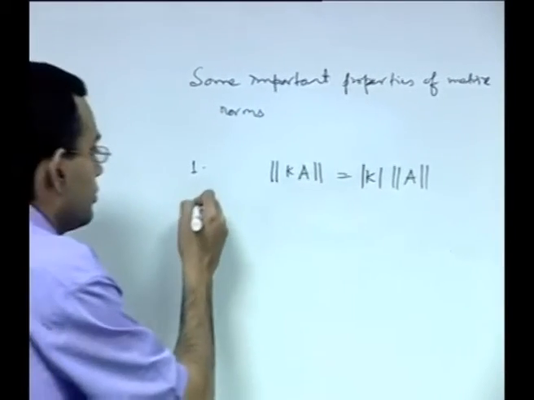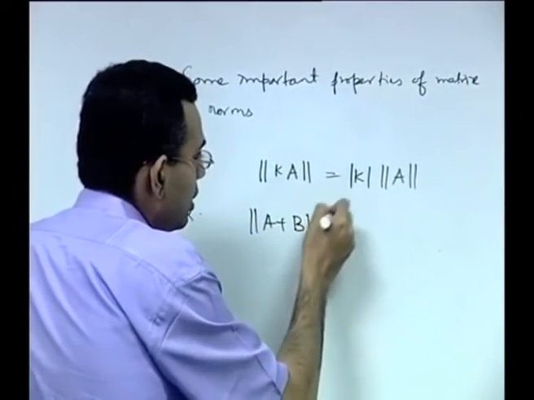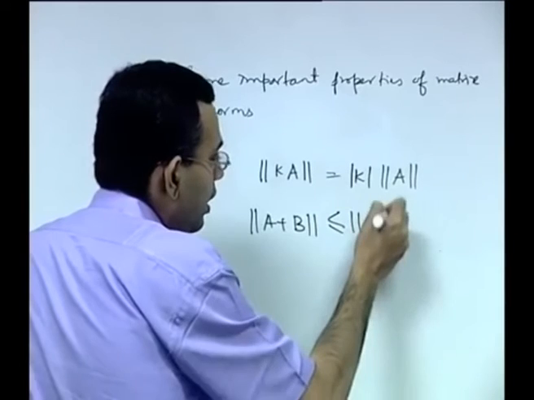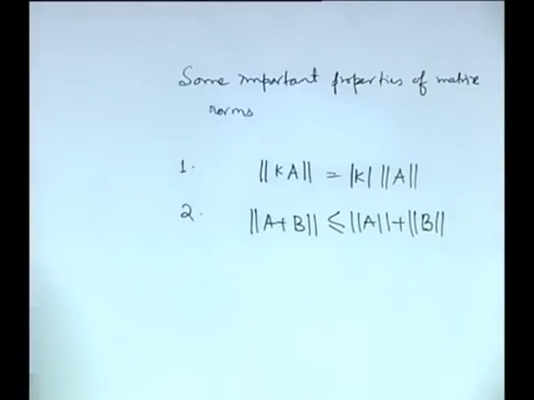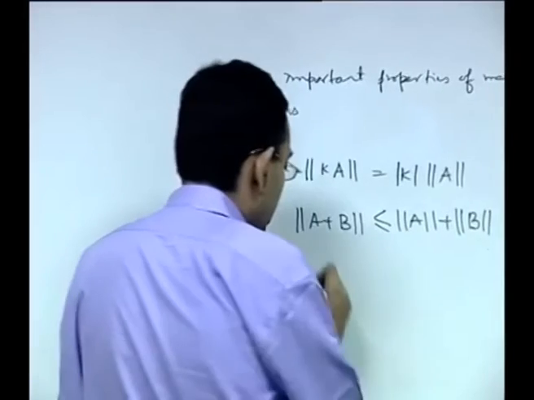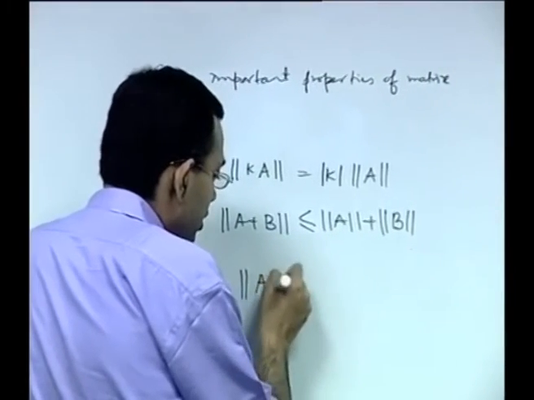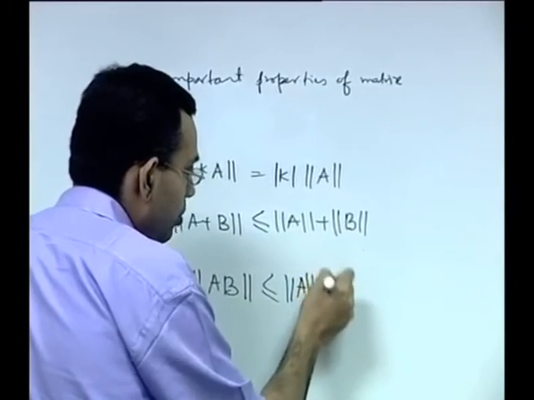Then norm of A plus B is less than or equal to norm of A plus norm of B. This is also a very important property, but there is a third property which we will be using more often for error analysis, that is norm of AB is less than or equal to norm of A into norm of B.